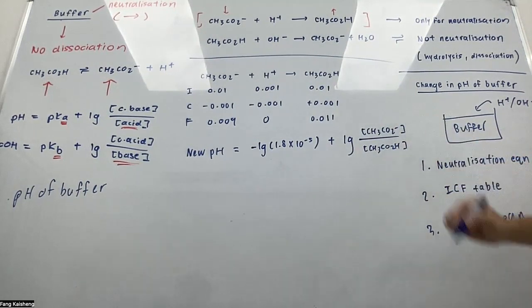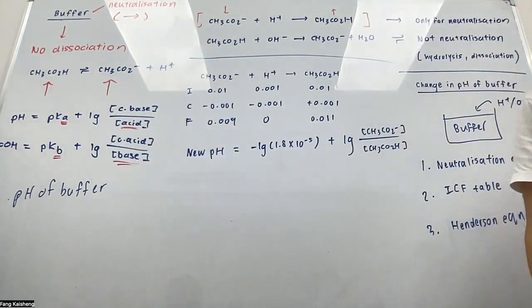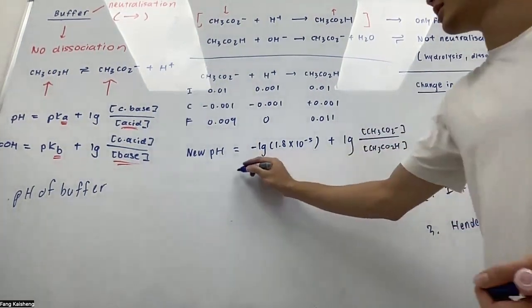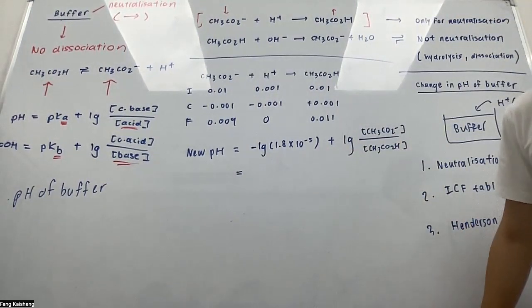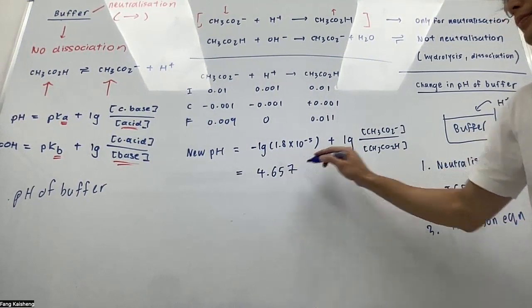Now guys, if you don't believe me, go and try using the pOH formula, you will get the same answer. But don't make life unnecessarily difficult. They give you Ka, right? Just use the Ka version. What's the new pH? Can someone calculate? 4.657. Okay, about 4.657.